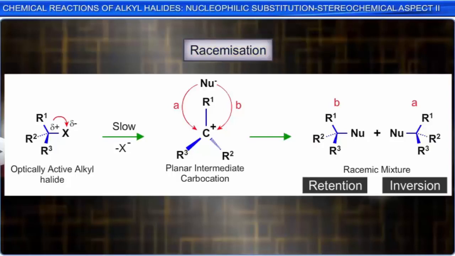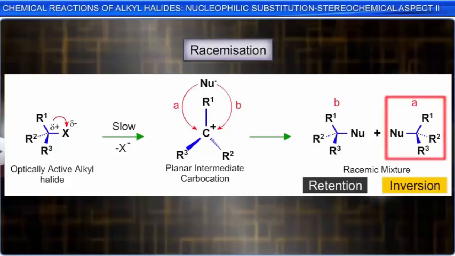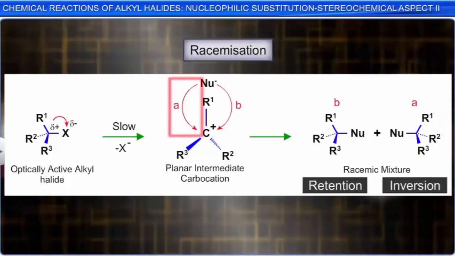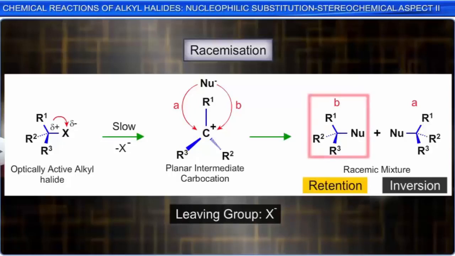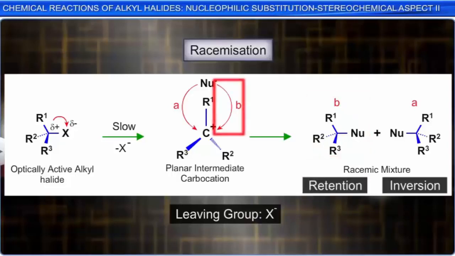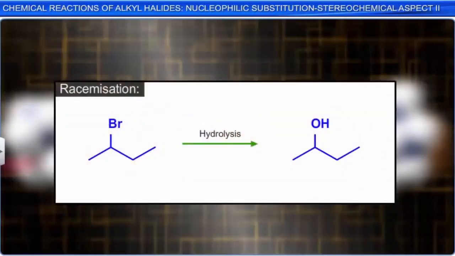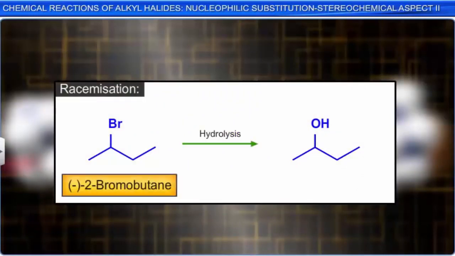It is clear that the formation of the inversion product is due to the attack of the nucleophile on the planar carbocation intermediate from the side opposite to that of the leaving group. On the other hand, the formation of the retention product is due to the attack of the nucleophile on the planar carbocation from the same side as that of the leaving group. An example of this type of reaction is the hydrolysis of optically active (-)-2-bromobutane, which yields a mixture of (+) and (-)-2-butanol. Remember that it's a racemization process.